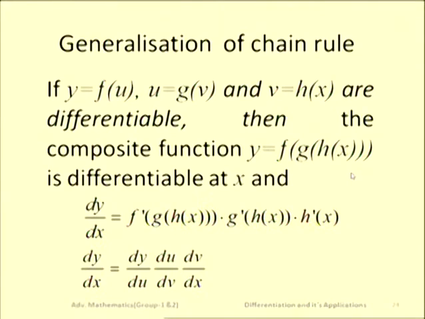Next example. Before we see the next example, let us generalize the chain rule. If we have y as a function of u, u is a function of v, and v is a function of x, so we have a composition of three functions, f, g and h. If all these functions are differentiable, then the composite function f of g of h of x is also differentiable at x, and the derivative of y is f dash at g of h of x into g dash of h of x into h dash x, or in another way we can say dy by du into du by dv into dv by dx.